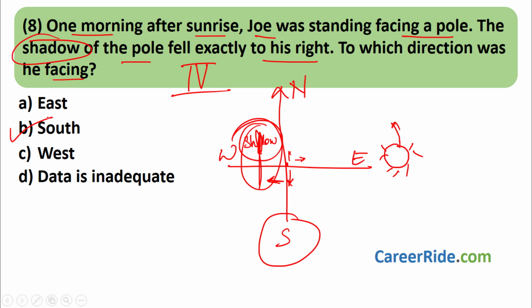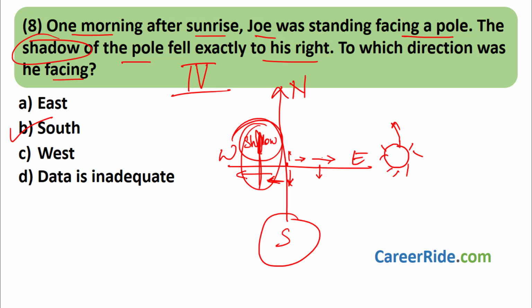So south is the answer. In such cases, it is very easy. You just assume any direction first. Let us say I assume that Joe is facing east. After that, I will see where the right of Joe is. Right of Joe will be this, but the shadow is at the back of Joe. So this is not possible.